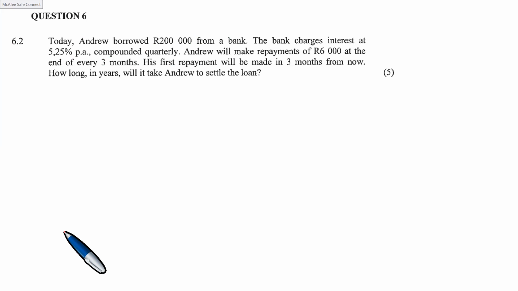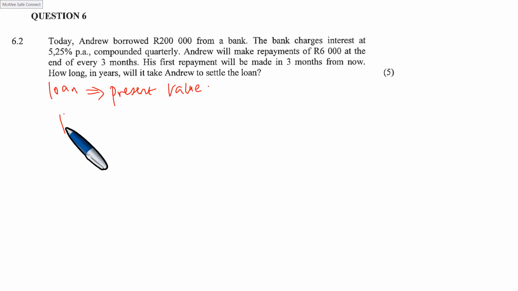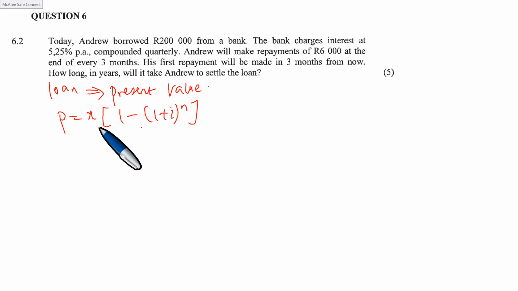Okay, let's look at exactly this question here. Okay, this one is a loan question. So now loans are present values. So if the examiner mentions a loan, it means we're speaking of money that is available now. So it's a present value. Present value is x into 1 minus 1 plus i, divided by i.